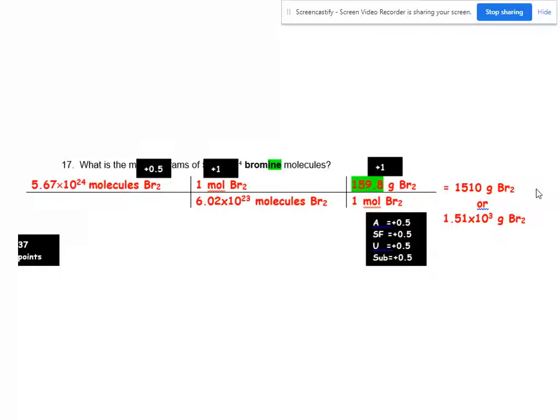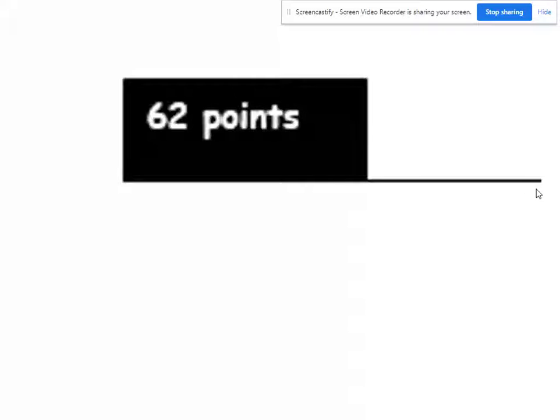Overall, the entire problem, you would lose minus 2.5, and that's how it will be on the practice quiz, and it will also be like that on the real test review, so make sure you account for that. And then the final answer would be 1,510 grams of Br2, or 1.51 times 10 to the third grams of Br2. Write how many you missed at the bottom, and then you should have a score out of 62. Once again, save that for the next time I see you.